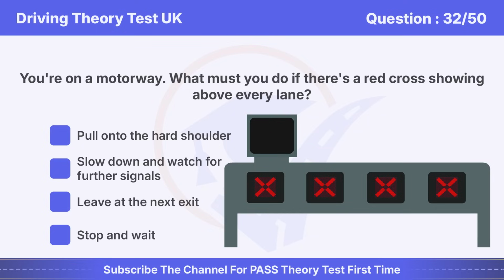Question 32. You're on a motorway. What must you do if there's a red cross showing above every lane? Option A. Pull onto the hard shoulder. B. Slow down and watch for further signals. C. Leave at the next exit. D. Stop and wait. Answer is D. Stop and wait.